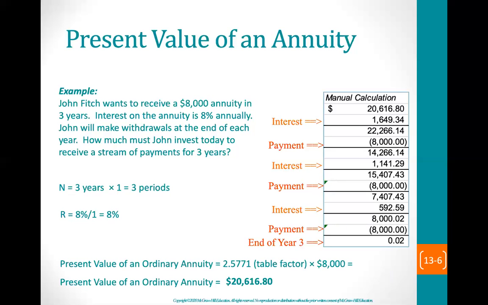$15,407.43. His second payment is made of $8,000, so his balance becomes $7,407.43. That stays in the bank the entire year to earn $592.59 interest, making his balance become $8,000. He then withdraws his third payment of $8,000 to get an ending balance of basically zero. It's all due to rounding and some future calculations, but you can manually check it in this method.